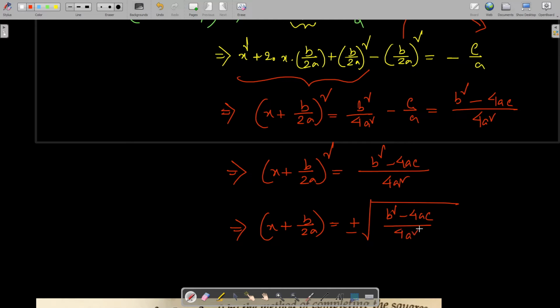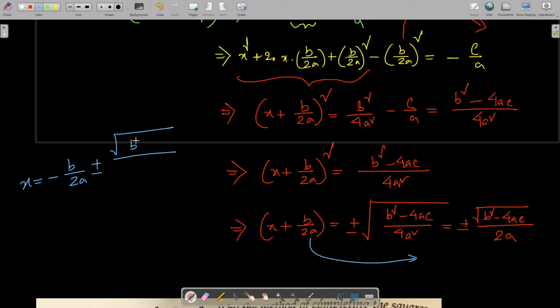by 4a square, right? Now if you notice carefully, on the denominator we have 4a square. So under root of that will become what? Simply 2a, and this part will remain inside the root, so b square minus 4ac. Now if I take this part on the other side, I'll get the value of x. So x will be equal to minus b by 2a plus minus under root b square minus 4ac divided by 2a. Again, if I take LCM, I'll get 2a. Numerator, I'll get minus b plus minus root over b square minus 4ac.